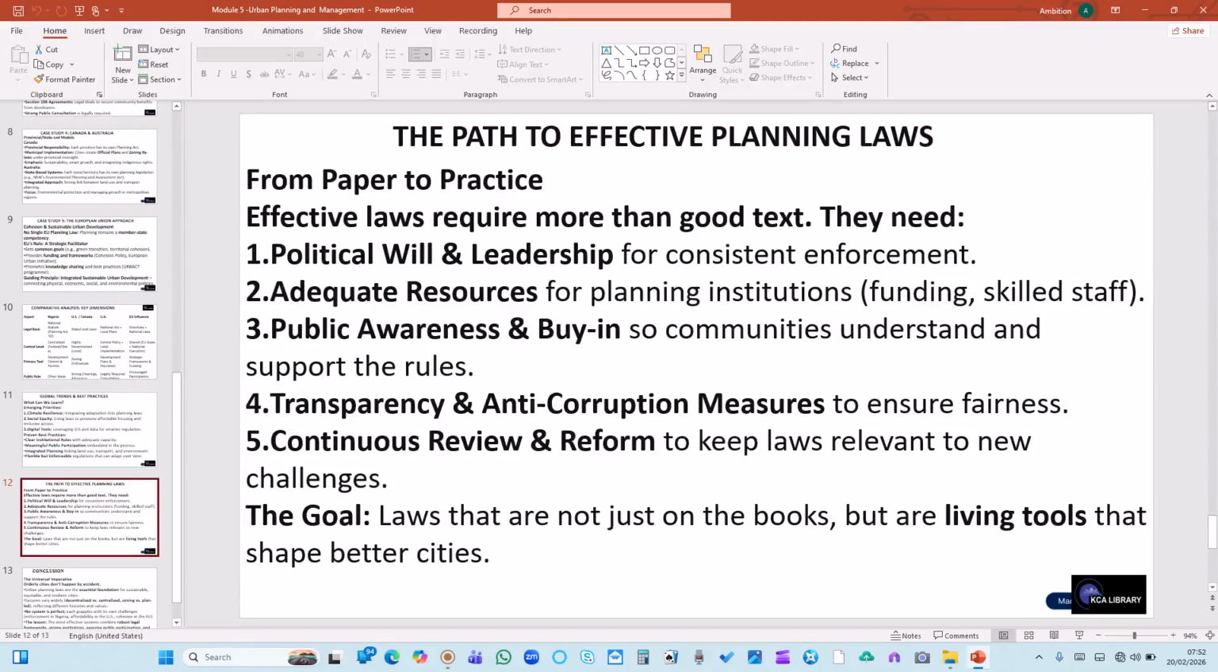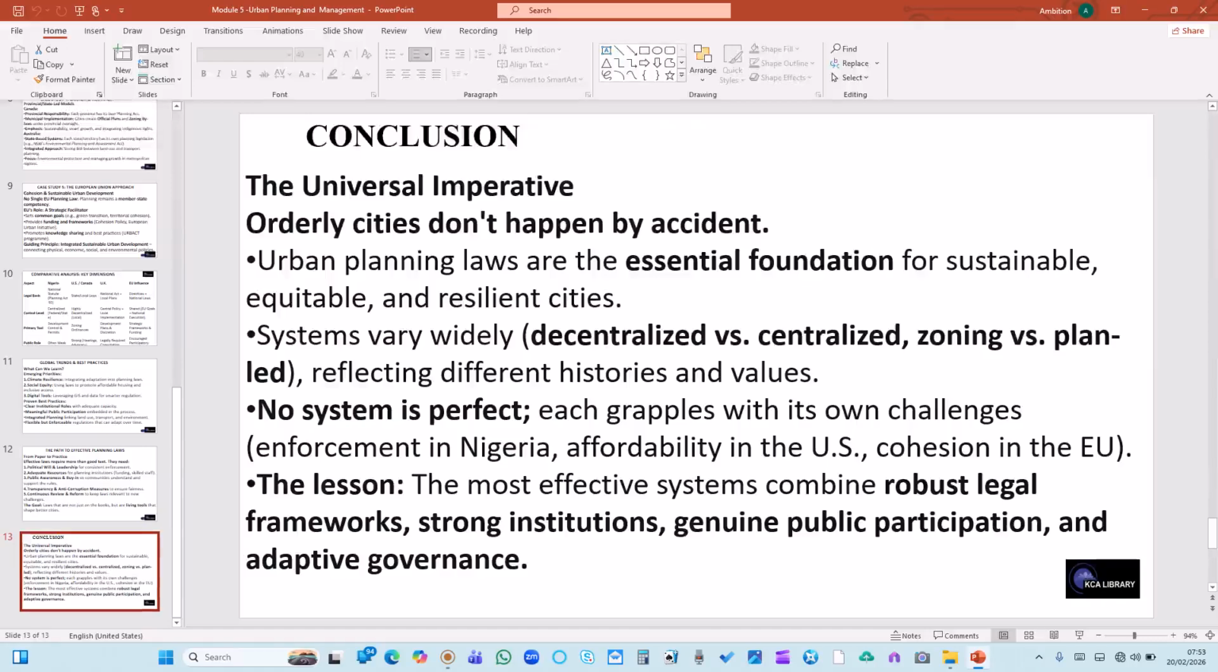Number five, which is the last, is continuous review and reform to keep law relevant to new challenges. The goal here is laws that are not just on the book, but are living tools that can shape better cities. In conclusion, the universal imperative is that orderly cities don't happen by accident. Urban planning laws are the essential foundation for sustainable, equitable, and resilient cities.